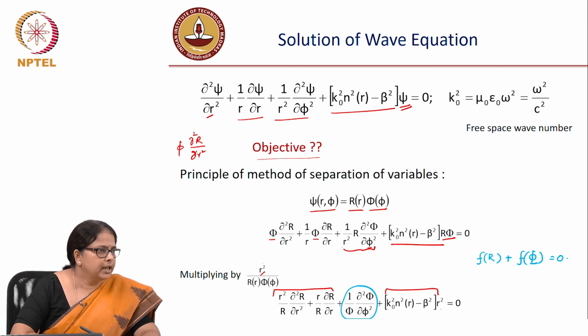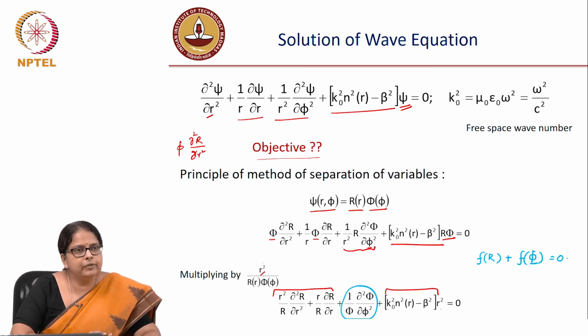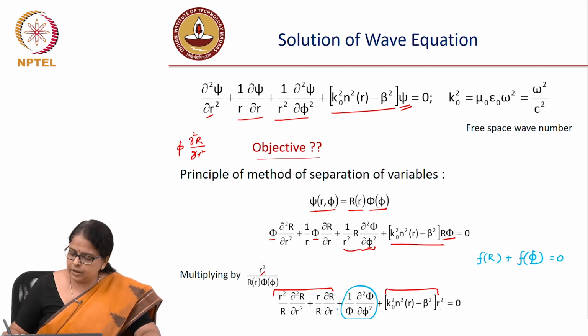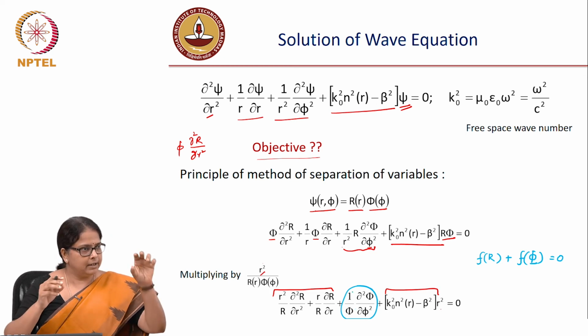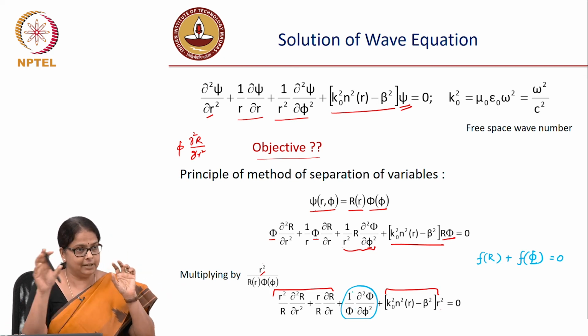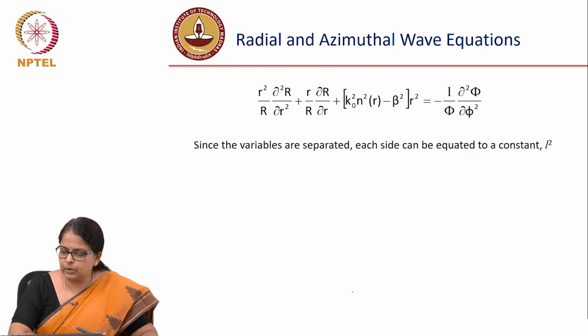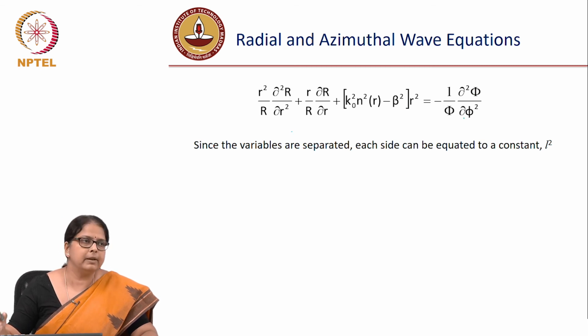That is what we are trying to say, and that can happen only if both of them are independently equal to some constant. This is a function of r, this is a function of phi, and you are saying that a function of r plus a function of phi is equal to 0, that can happen only if both of them are independently some constant. So that is what we are going to say. Since the variables are separated, you pull this to the other side, these two will become equal only if both of them are individually equal to a certain constant. Otherwise, you cannot have two functions equal to each other, for all values of r and for all values of phi, right.